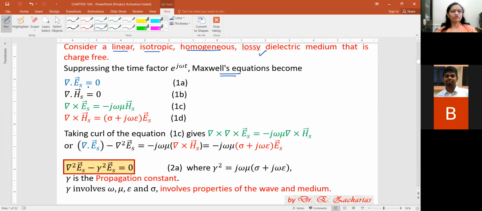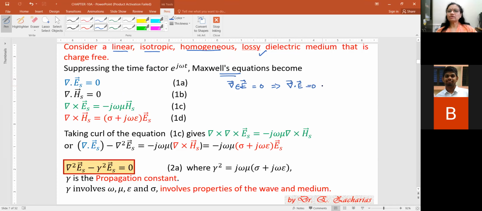In the normal harmonic form, equation 1a should have been Gauss's law, del dot D equal to, anyone? Rho V. Yeah, rho V. But because there is no free charge, the right hand side becomes 0. So ultimately you should have got del dot E equal to 0, or del dot epsilon E equal to 0. Epsilon E equal to 0 would simply mean that del dot E equal to 0.